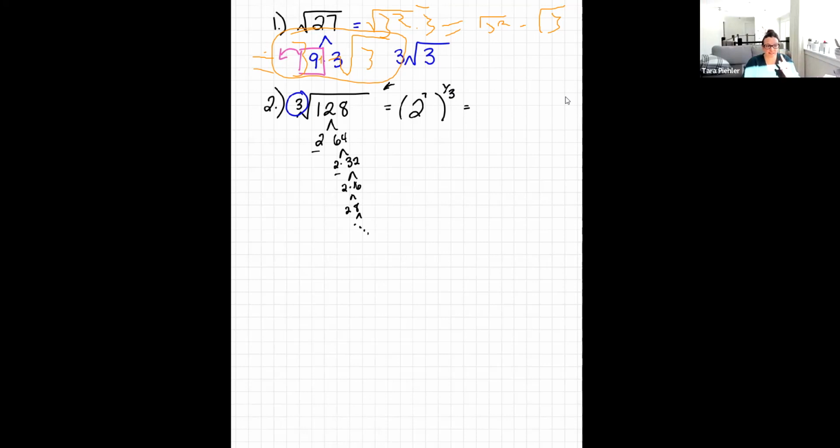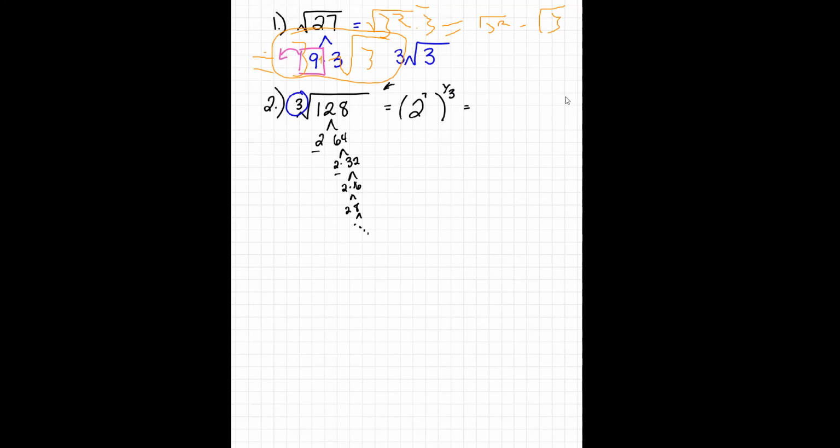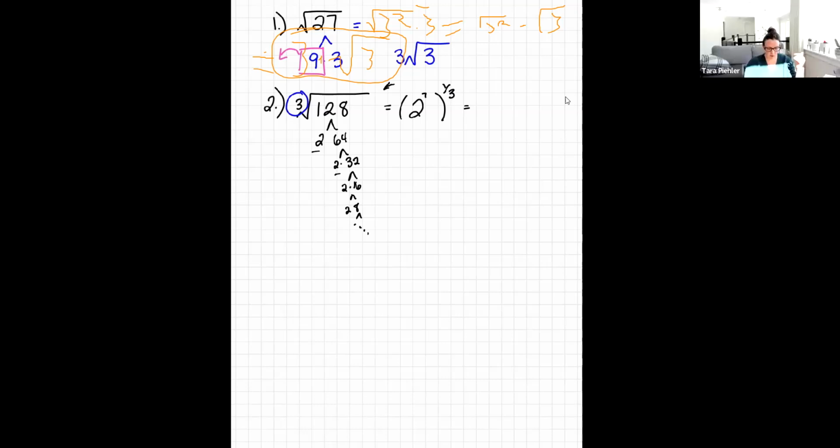But that was a great observation because at any point during this factoring, if you see a perfect cubed root, you can go ahead and pull that out from the radical sign. So you can save yourself a lot of steps down the line. Okay, so this turns into what? 2 to the 7 over 3. And then this is an improper fraction, right?